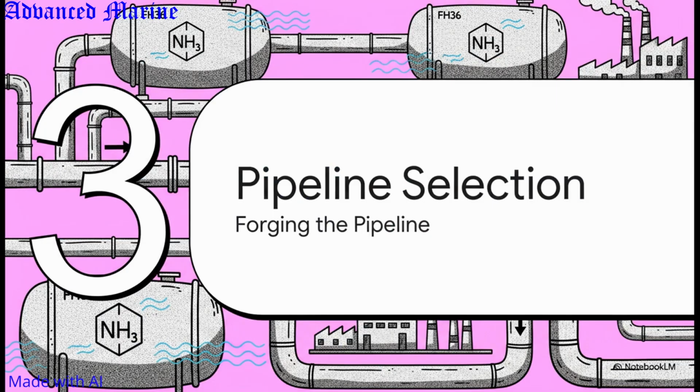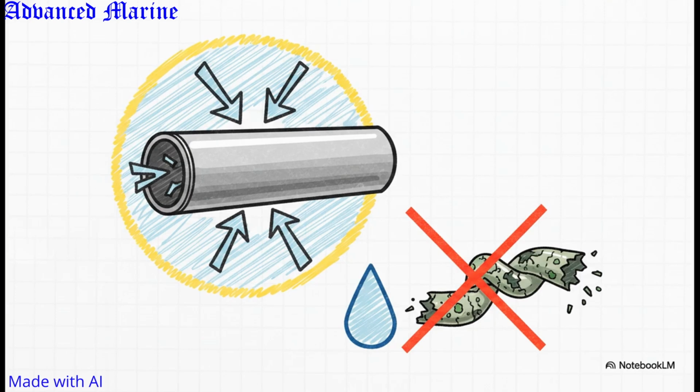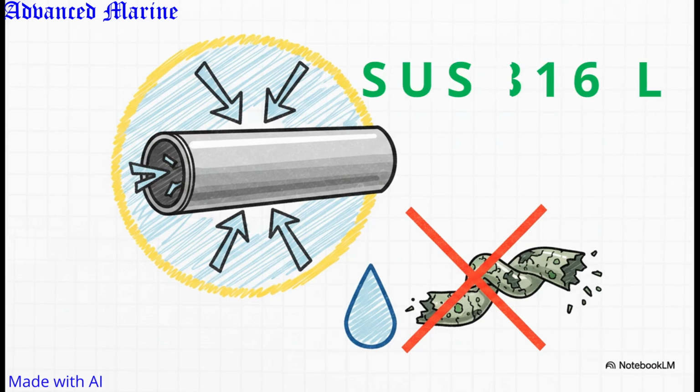All right, Section 3, transporting or forging the pipeline. Now that we've safely contained the ammonia in our FH36 steel tanks, we have to safely transport this volatile water seeker throughout the facility. To pull this off, we forge the very arteries of our system out of a highly specific material, high-pressure specification stainless steel, specifically SUS 316L.